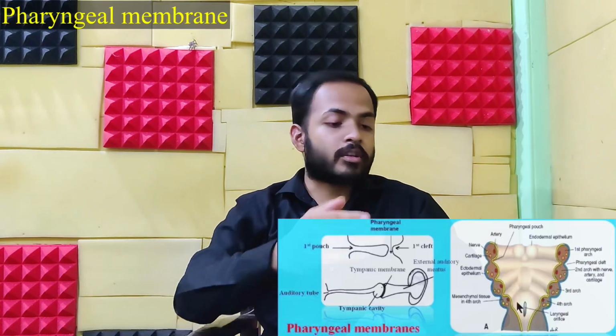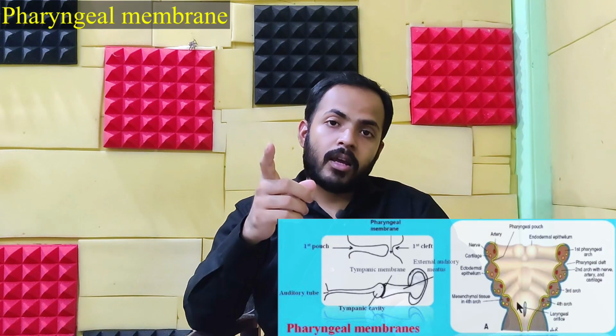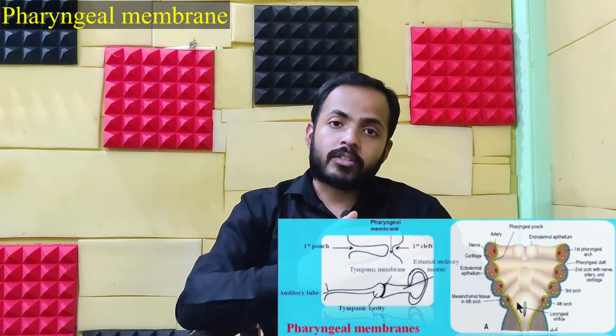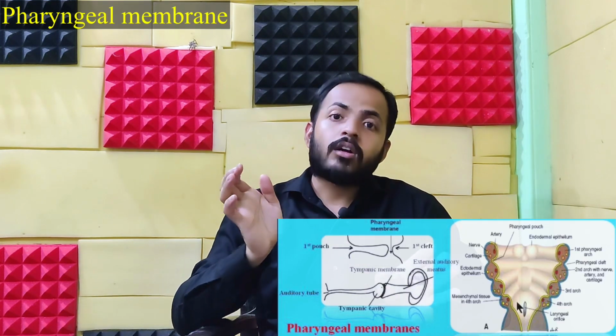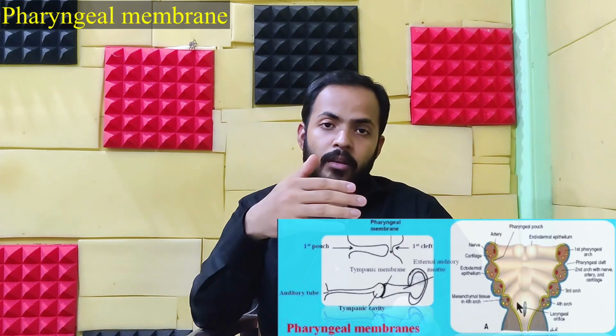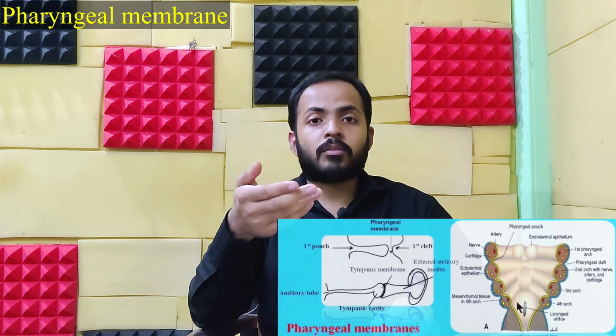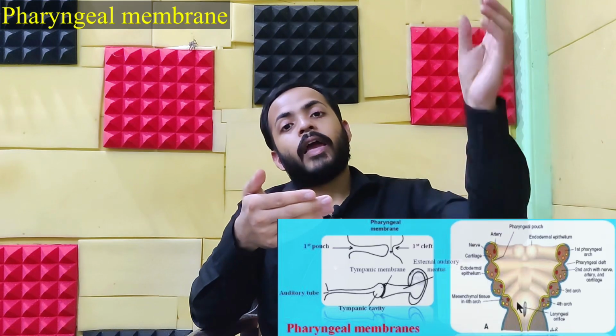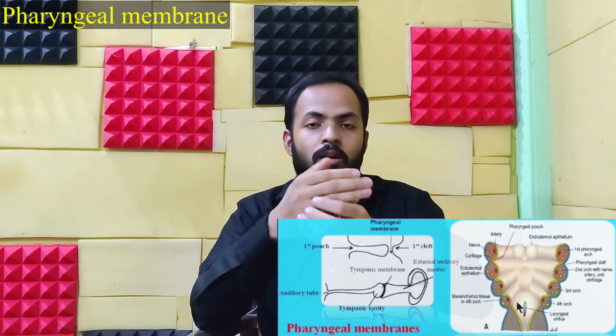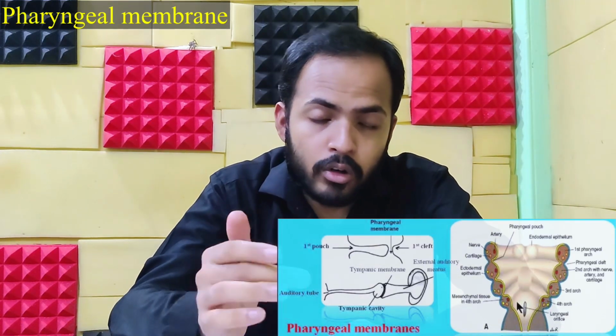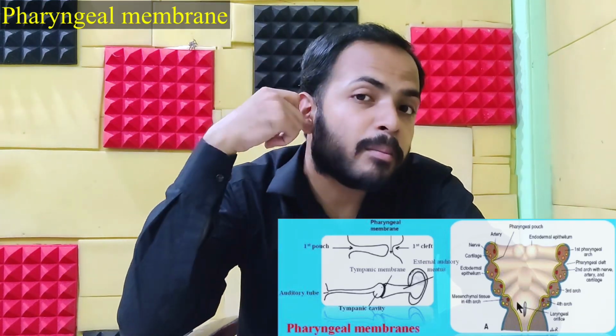Now, try to understand, as you can see in this photo, the pharyngeal membrane covers or protects the pharyngeal pouch and the pharyngeal cleft together. Okay. So this pharyngeal membrane is the overall structure which ultimately forms by the contribution of the ectoderm, endoderm, and mesoderm. This pharyngeal membrane also helps to develop our tympanic membrane.